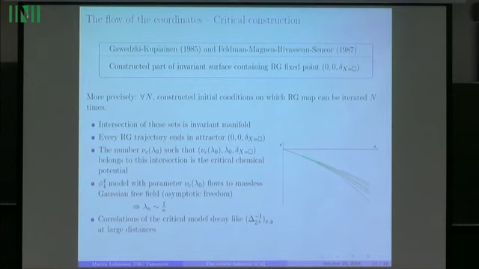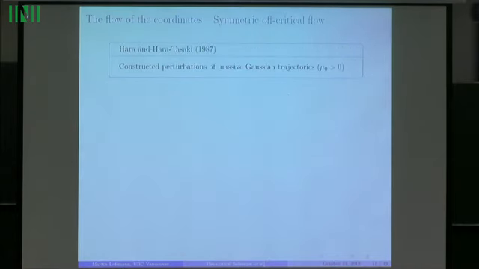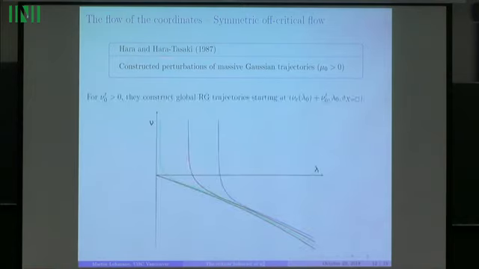So this is a sort of perturbation theory for the fixed point of the RG map. What about these other Gaussian trajectories? Well, perturbations of these were constructed by Hara and Tasaki in '87. And what do they do? So they start not right on the critical manifold, which is parameterized by this number, but a little bit above it. So they add a nu 0 prime, which is positive.